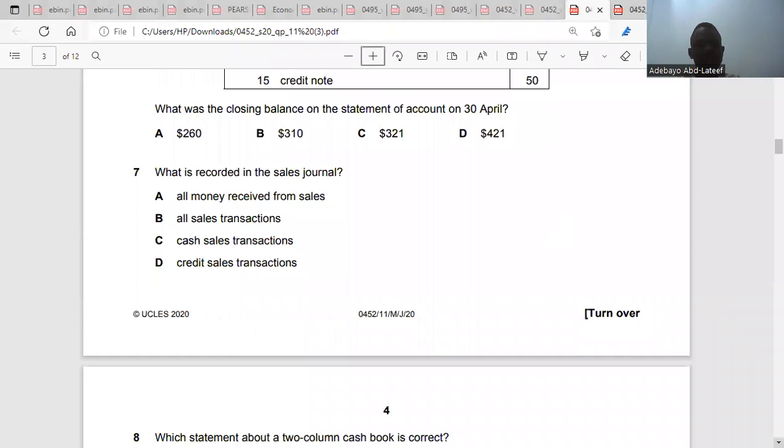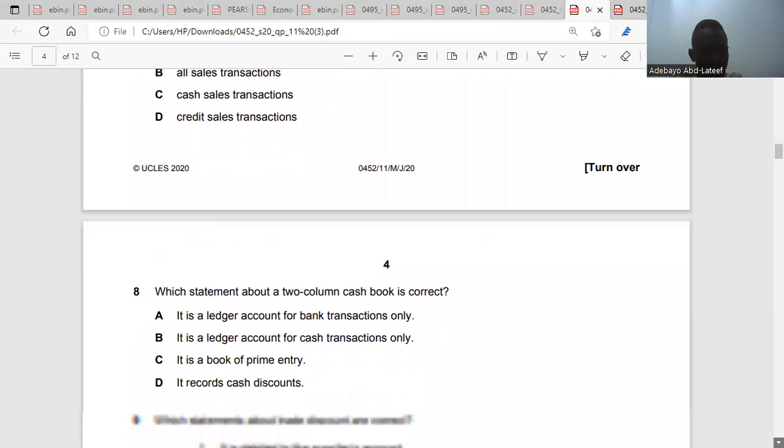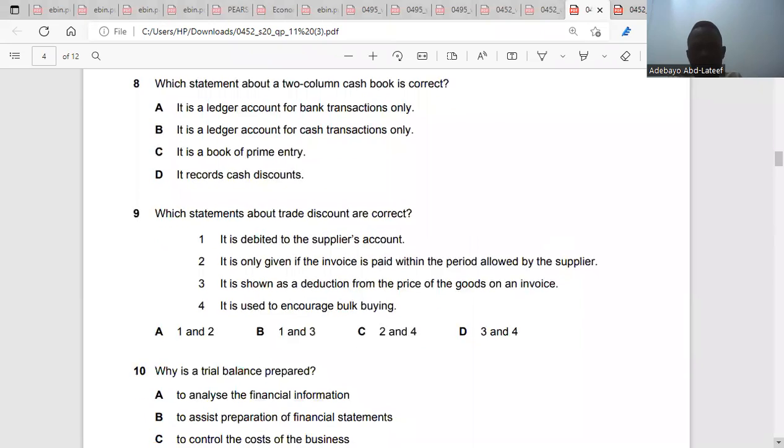Question 7. It said, what is recorded in the sales journal? For the sales journal, we record credit sales. So credit sales transactions are recorded in the sales journal. That's question 7. Question 8. Which statement about a two-column cash book is correct? It is a ledger account for bank transactions only. No. It is a ledger account for cash transactions. No. It is a book of prime entry. Yeah, it's a book of original entry, of prime entry. That's C. Question 8 is C.